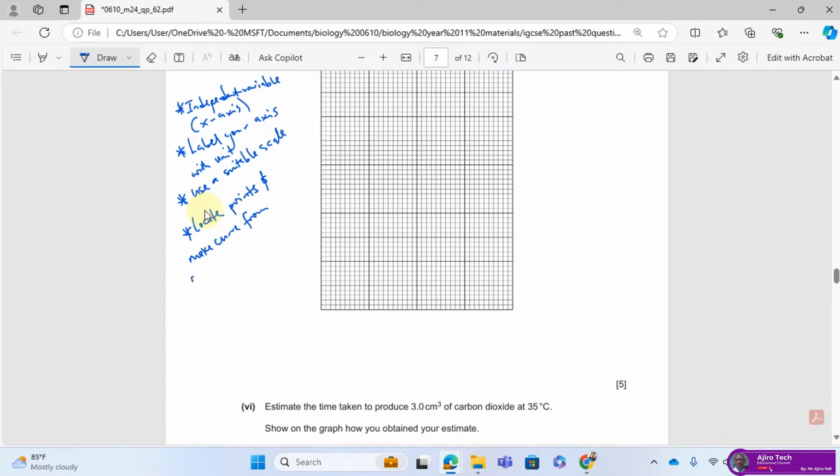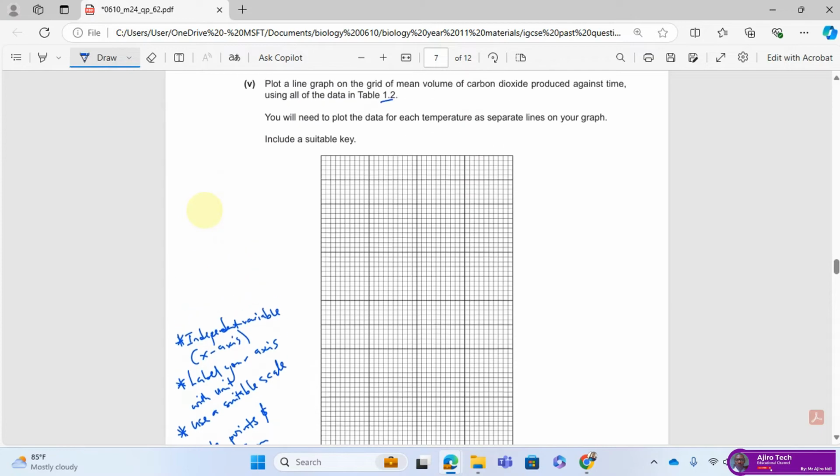From the first point to the last point. Okay, so these are the things to take note of. Let's put that to work now.